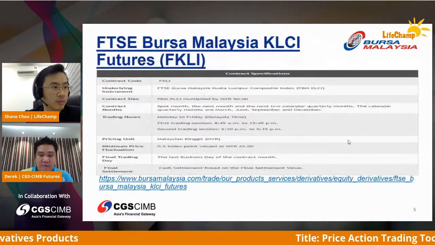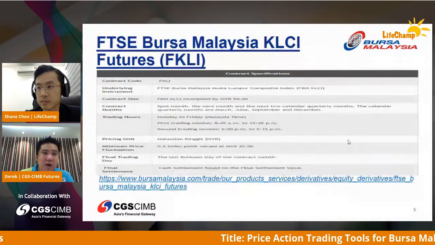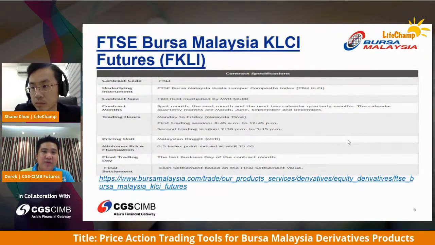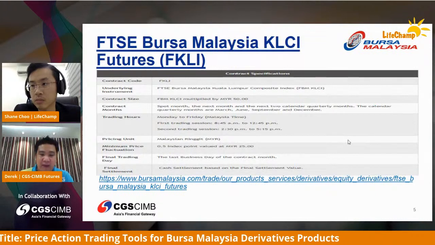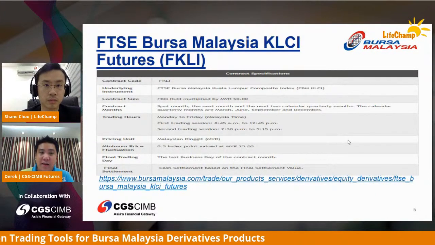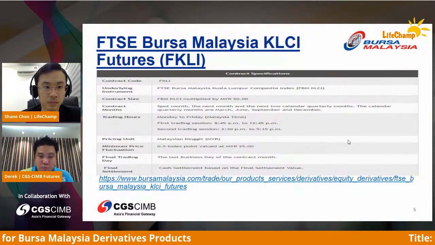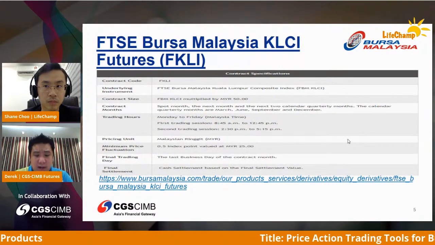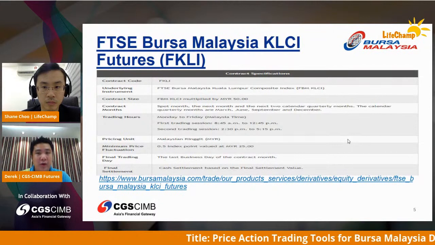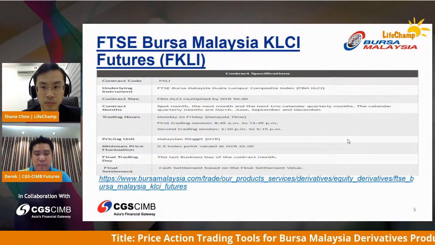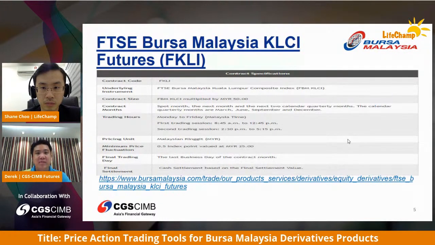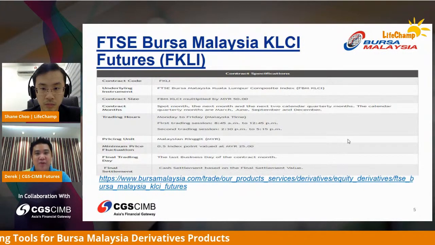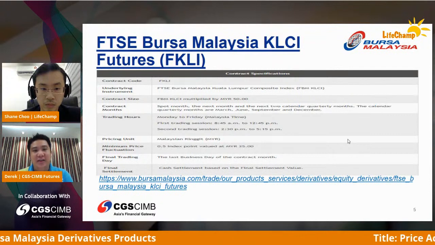Then we have FTSE Bursa Malaysia KLCI Futures, in short we call it FKLI. This is an example of a financial instrument. Futures contracts are negotiated at a futures exchange, which acts as a marketplace between buyers and sellers, like our sponsor today, Bursa Malaysia Derivatives.